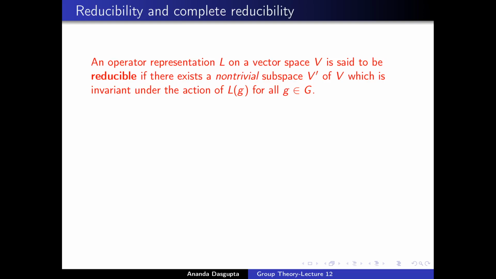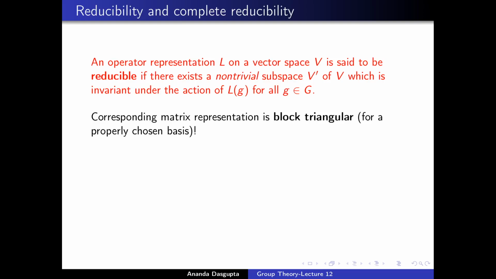Now, at the level of matrix representations, as we had seen in the last lecture, if you were to choose your basis properly, that is, so that the first lot of basis vectors would be all the basis vectors of V prime, and then you extend this with other vectors to form a basis of capital V, the matrix representation for each small g will have a completely zero block below the diagonal. Remember, we are just saying block triangular and not actually triangular. And that is a very important distinction.